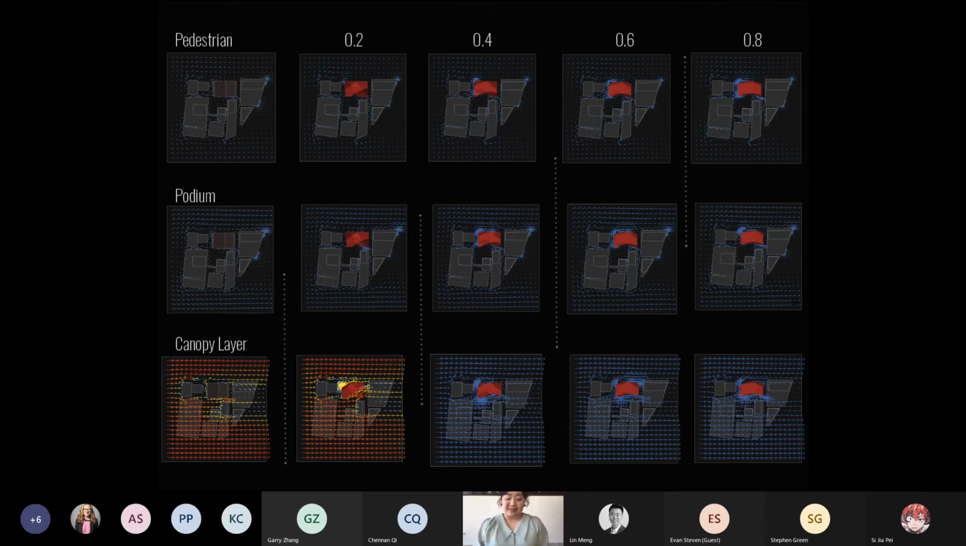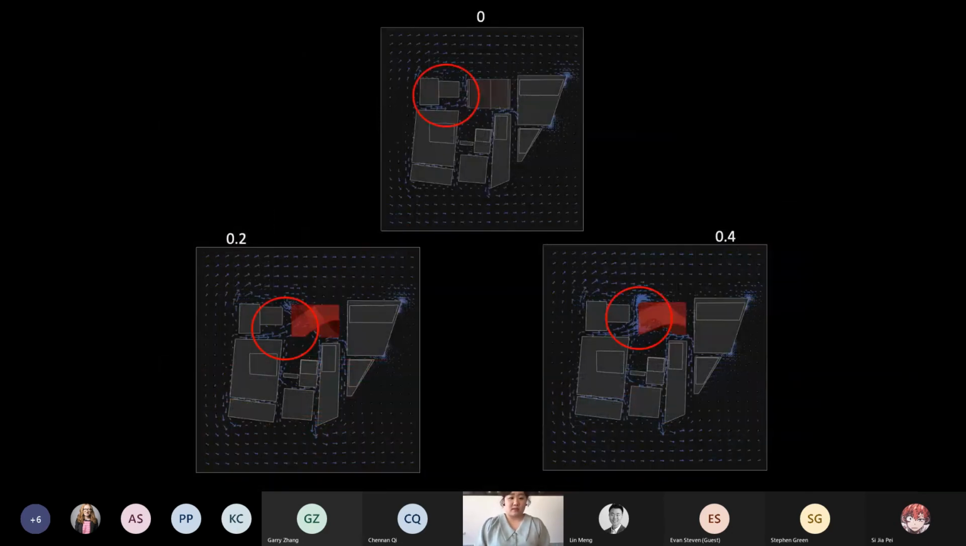The strongest winds happen at the canopy layer, and the wind is weaker at the pedestrian and podium levels. So the new geometries are no longer completely flat, they're curved, and some have more mass at the bottom and some at the top, and they are essentially irregular surfaces. And this is one difference that we found.